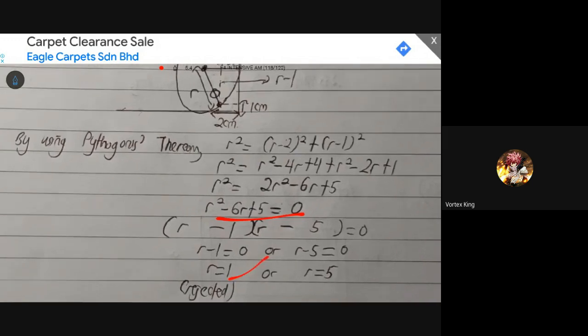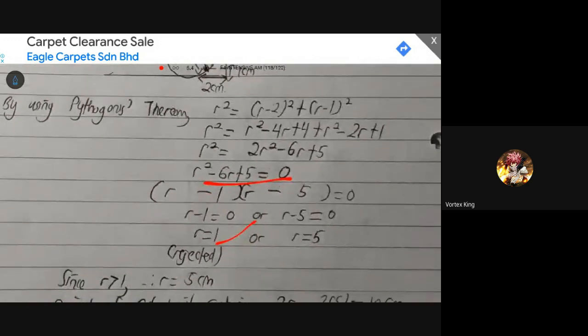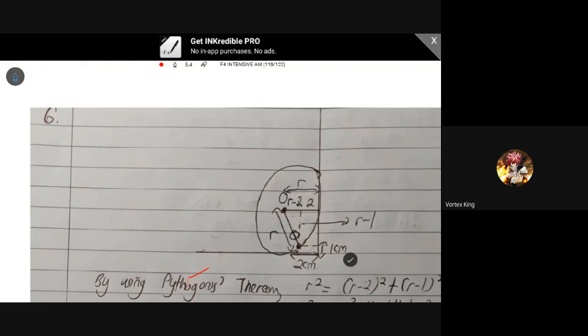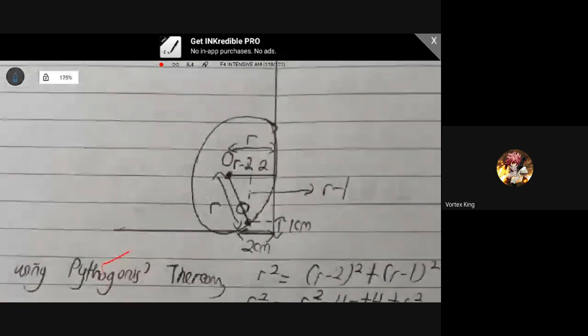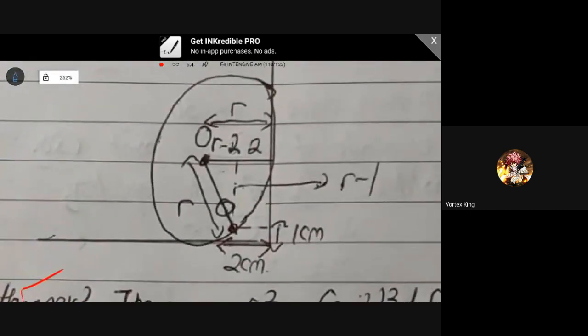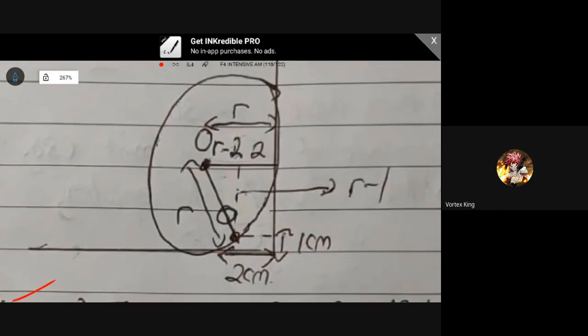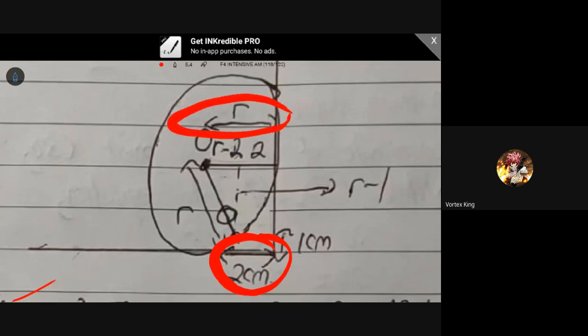Okay, saya nak tanya, mengapa R sama dengan 1 ni ditolak, guys? Why is this one rejected? Mengapa? Cuba lihat rajah ni. Why is R equal 1 rejected? Kalau kamu faham mengapa? Yes, too small. Because sini sahaja dah 2 cm. Jejari bulatan kamu lebih besar dari 2 cm sebenarnya. Kalau kamu lihat rajah tu betul-betul. It's a bit bigger. So this is why 1 is rejected.